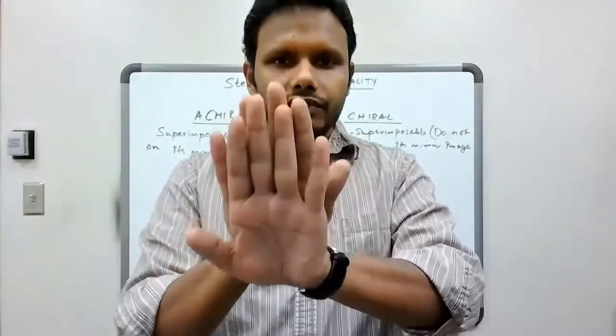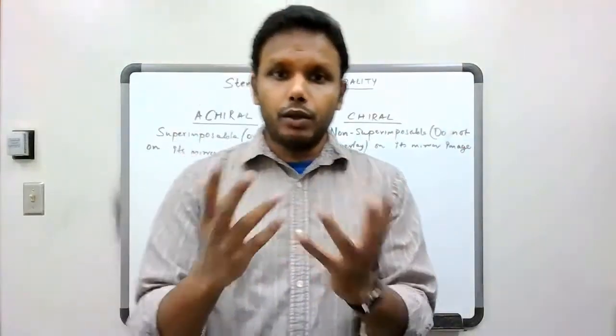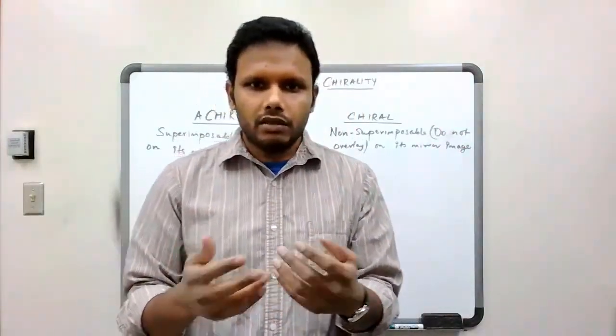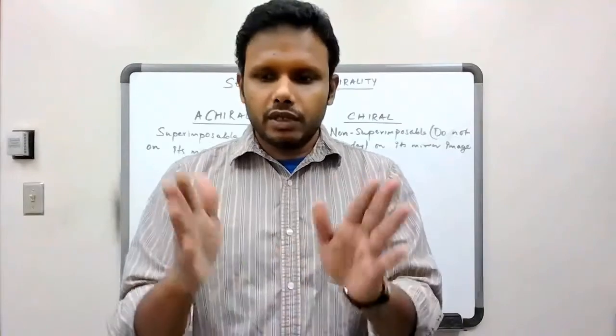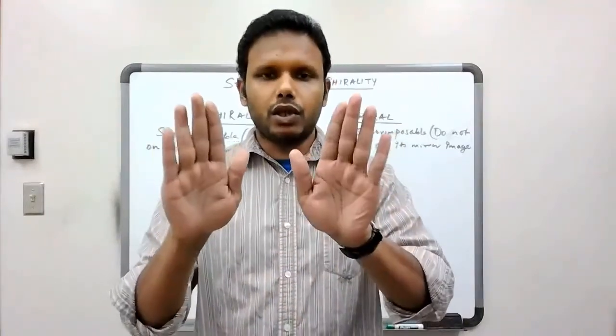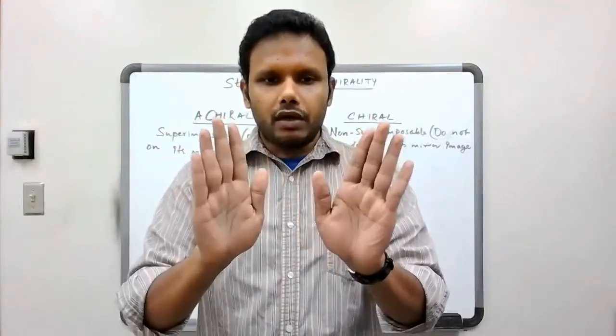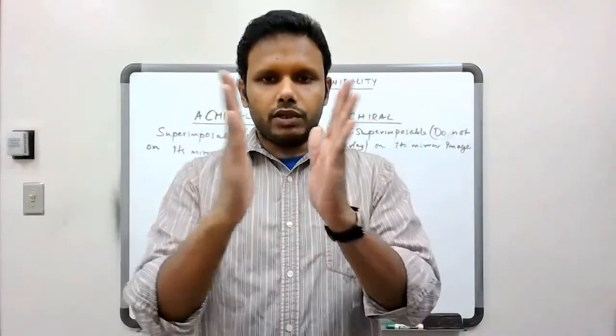These are mirror images of each other, but I cannot superimpose these, okay? I cannot overlay my right hand on my left hand. That means these two mirror images are non-superimposable. And so that means my hand is a chiral object because it does not superimpose or overlay on its mirror image.